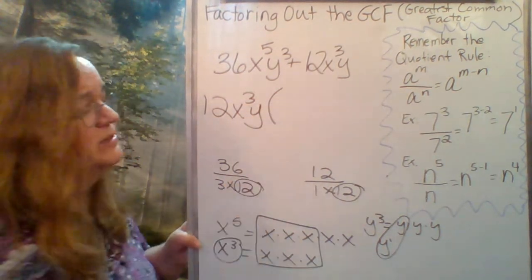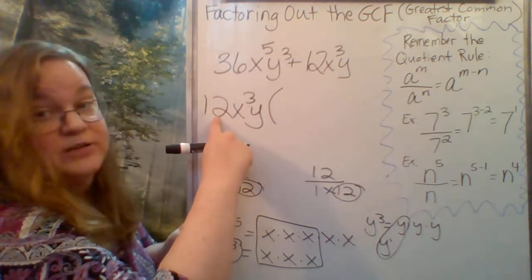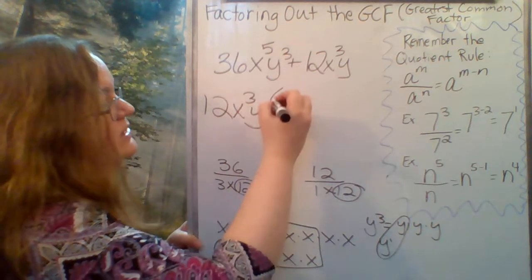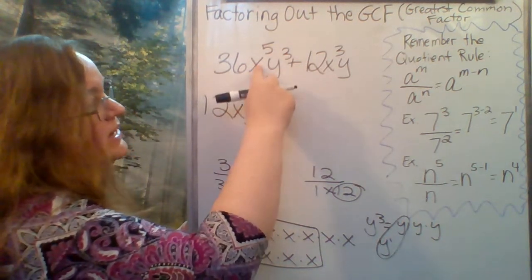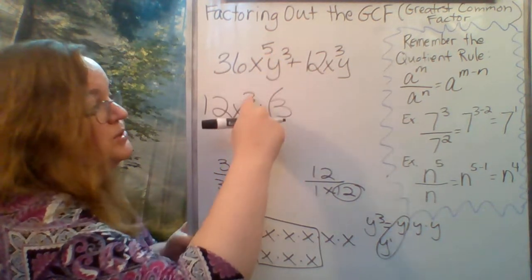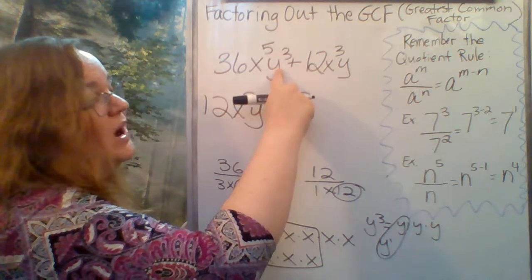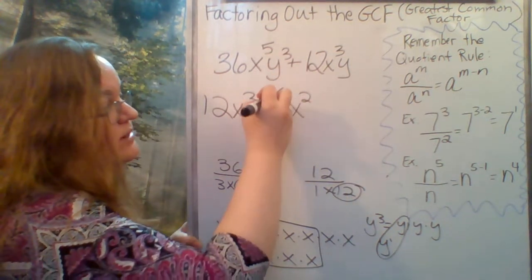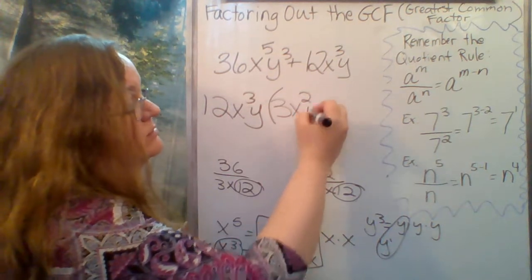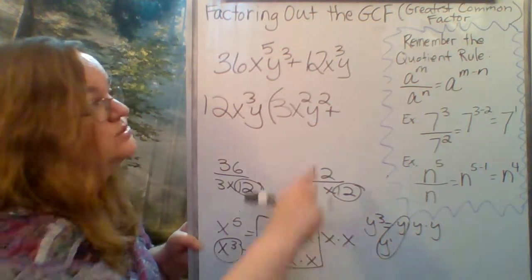Okay, now I'm going to divide out. 36 divided by 12: I just divide the coefficients like normal, so 36 divided by 12 is 3. Then I have X to the fifth divided by X to the third. So I do my quotient rule, 5 minus 3, which is 2. Y to the third divided by Y, remember that's like Y to the first, so 3 minus 1 is 2. There's a plus sign, and now I do the same thing with the other term.